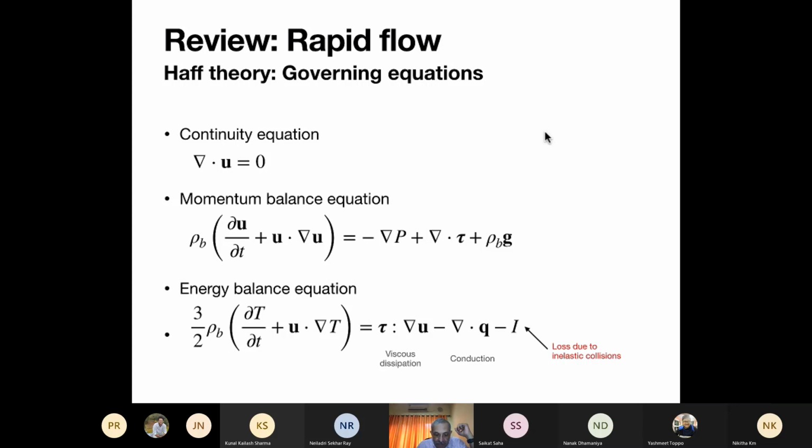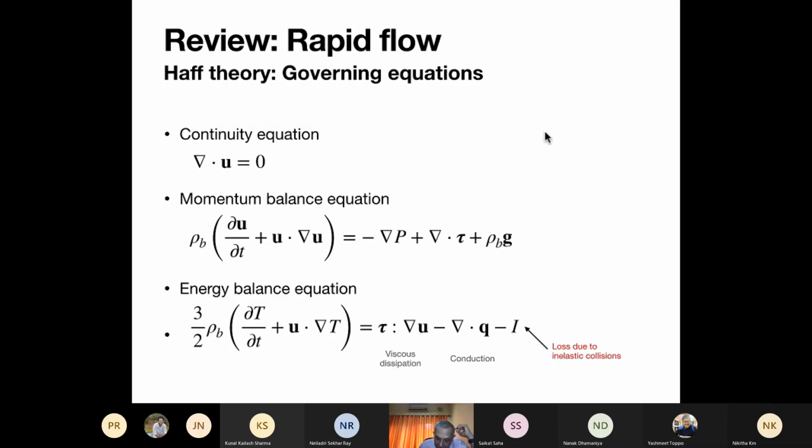So if we make these assumptions, then we get equations that look just like what we saw in fluid mechanics and heat transfer. The continuity equation is divergence of U is equal to 0. The momentum balance equation is given by this, which is exactly like what we get for fluid mechanics. And the energy balance equation is given by this, which is what we get in heat transfer.